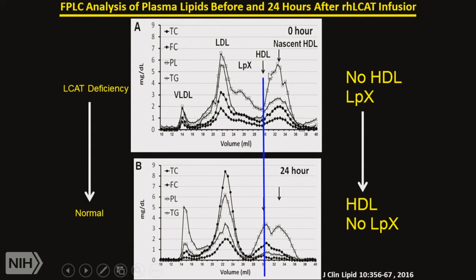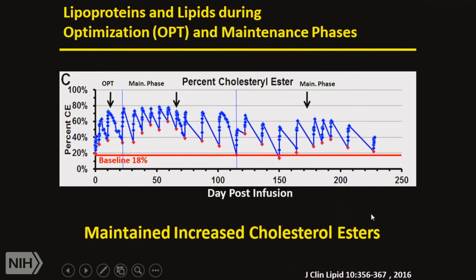Now, if you look up here, they have no HDL. They form normal HDL. This particle is part of that multilamellar phospholipid-rich LPX particle. It totally disappeared. In fact, this disappeared within an hour of the infusion. So we had very good evidence. We now had HDL and we had no LPX.